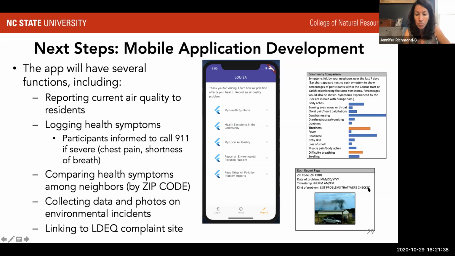But then there'll also be a link to the Louisiana Department of Environmental Quality website where people can register complaints, and then they can easily use the form that the LDEQ has to set up a complaint if they choose to do that.